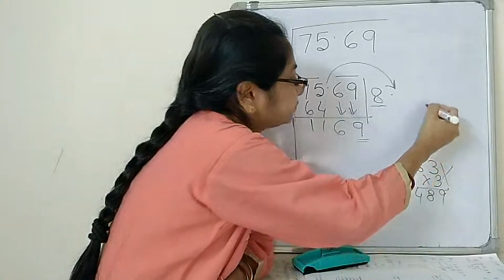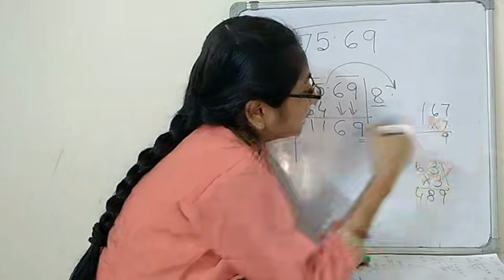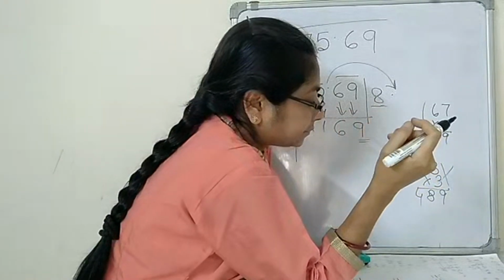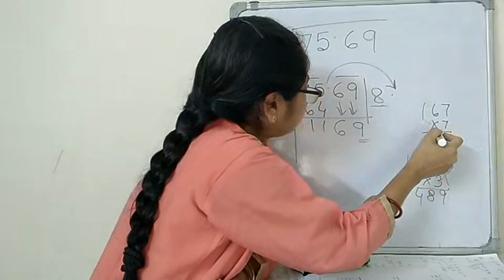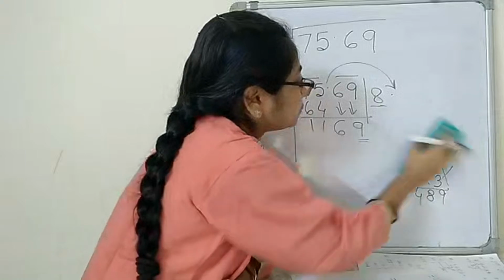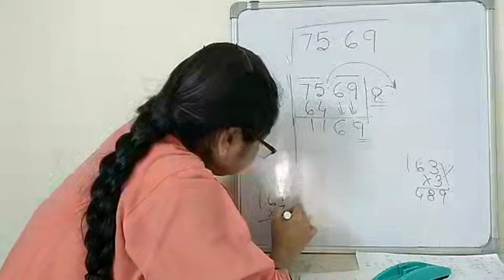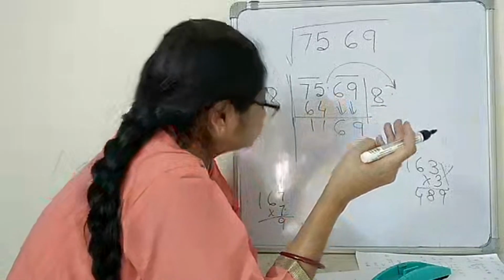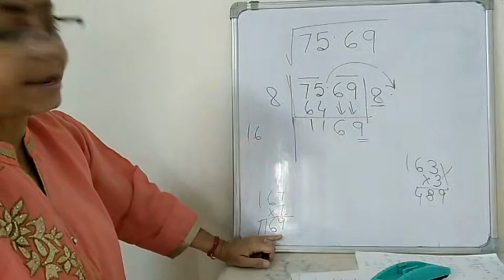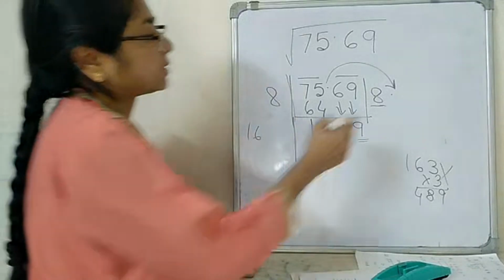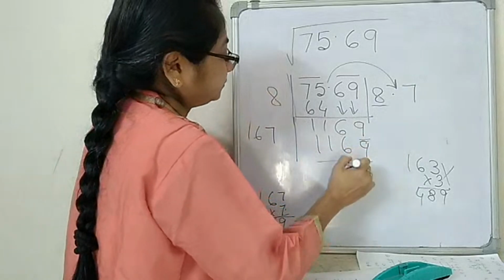Okay. I check it by 7. 167 into 7 is 1169. Put 7 here. 1169. Okay.